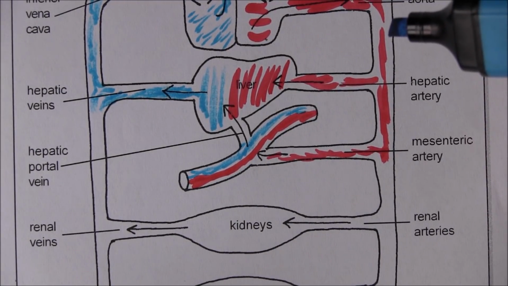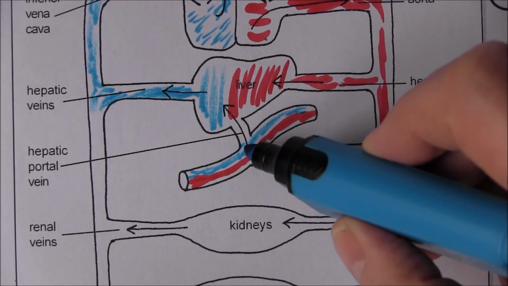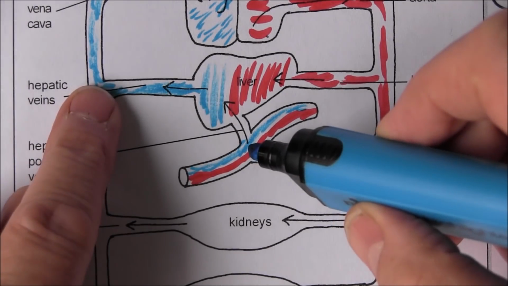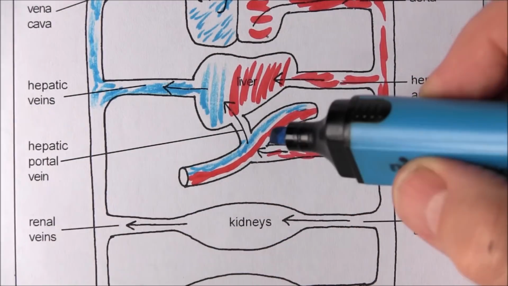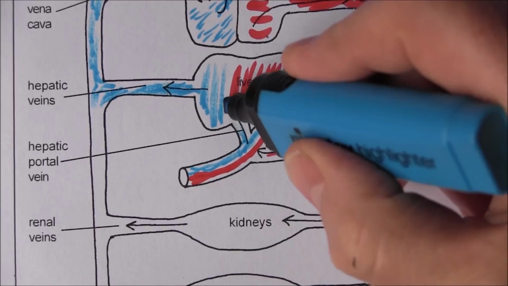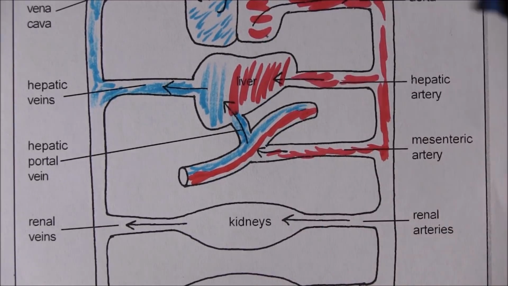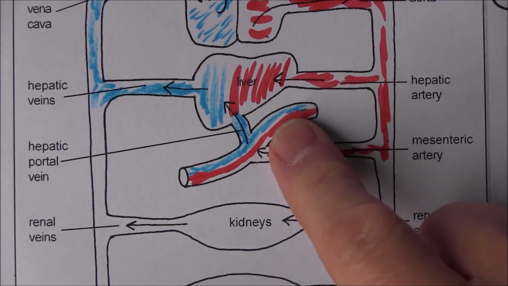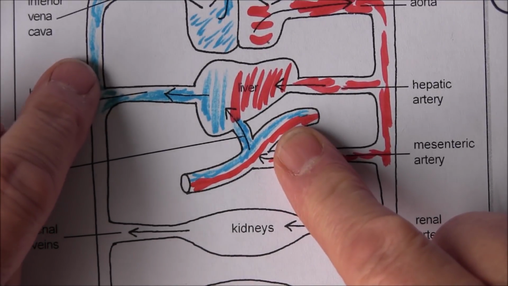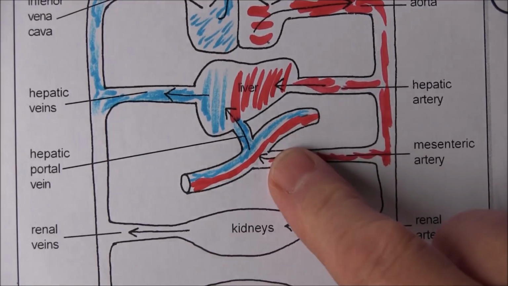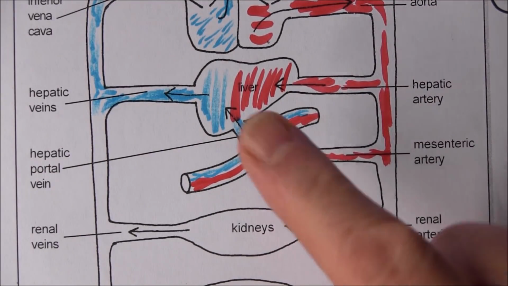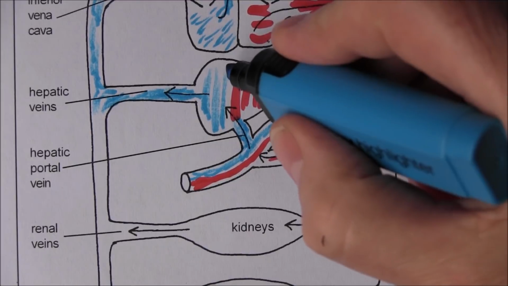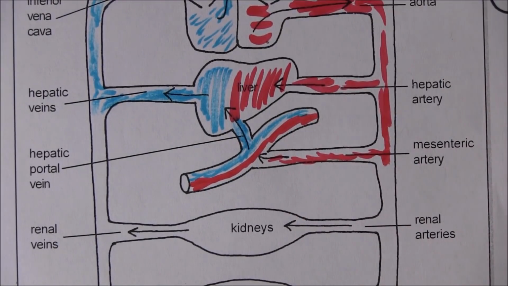So blood is going to go from the gastrointestinal tract, and it's not going to drain back into the inferior vena cava straight away until it's gone through the liver. It has to go through the liver first. So the blood from the gut does not drain straight back into the inferior vena cava. It drains into the liver first. Why is that? Why do you think?